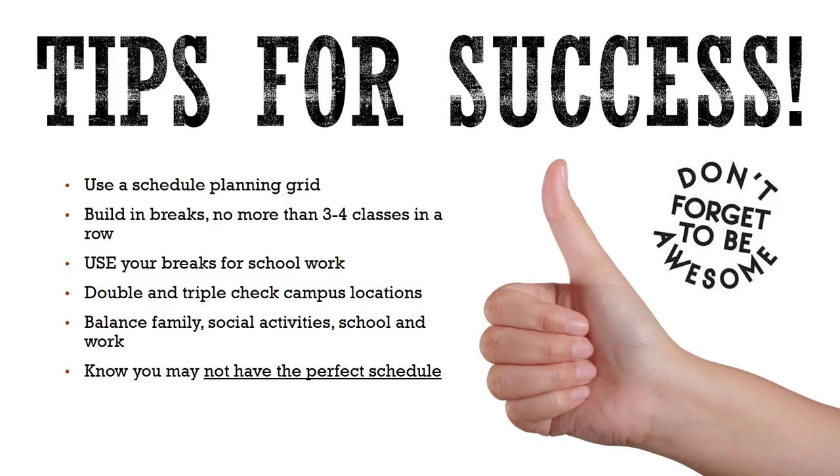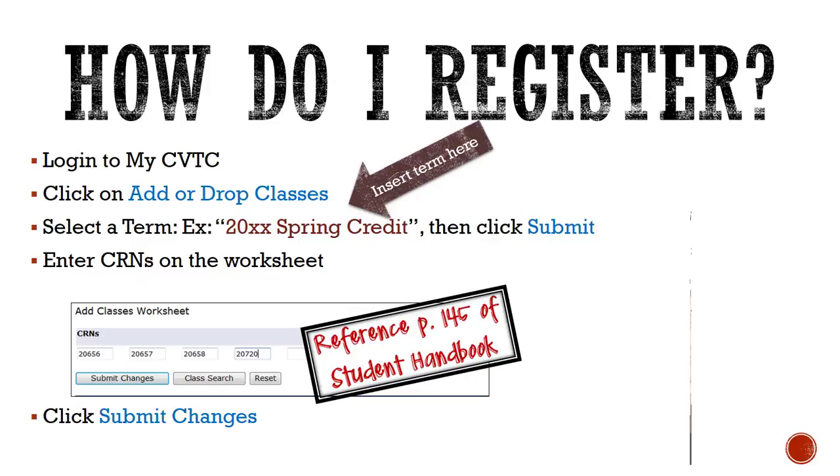The schedule you end up with may not be perfect, but make sure it's one that you can work with for 16 weeks. You will register through SIS by following the instructions on the slide. You will add the course registration number or CRN of each class you would like to register for in your worksheet. Make sure that you select the correct term and year as you add classes to your schedule. Step-by-step instructions on how to register are also available on page 145 of your student handbook.